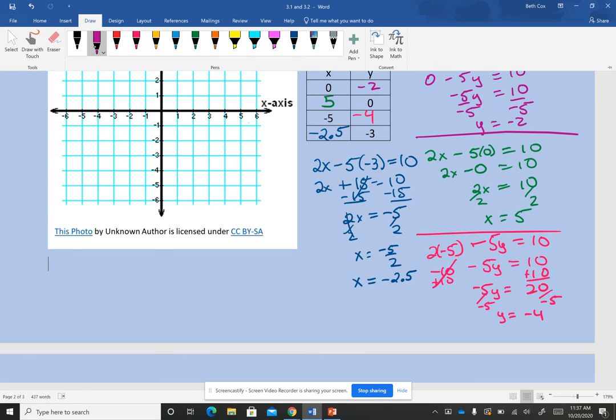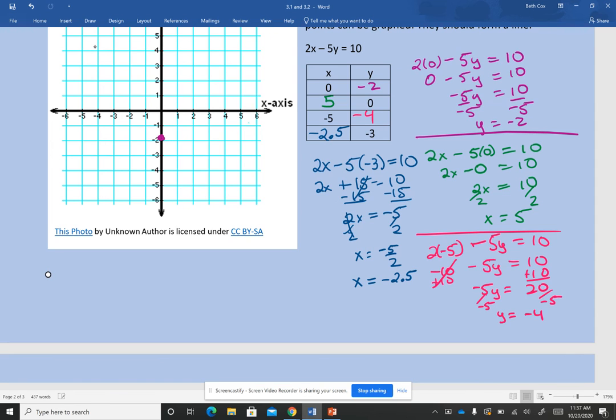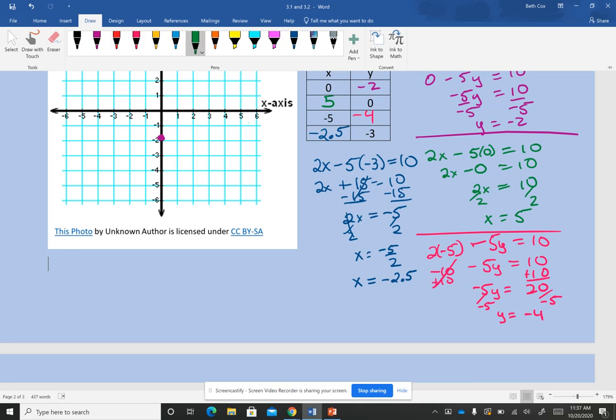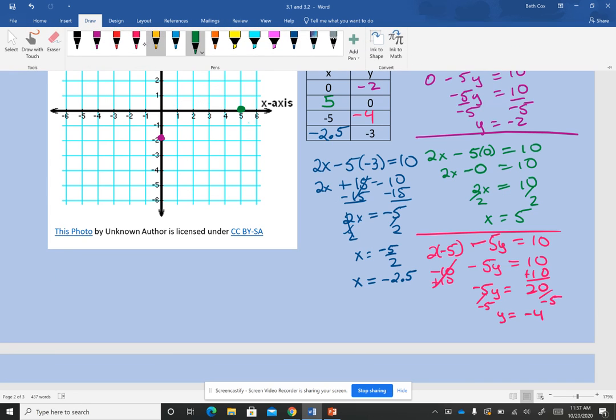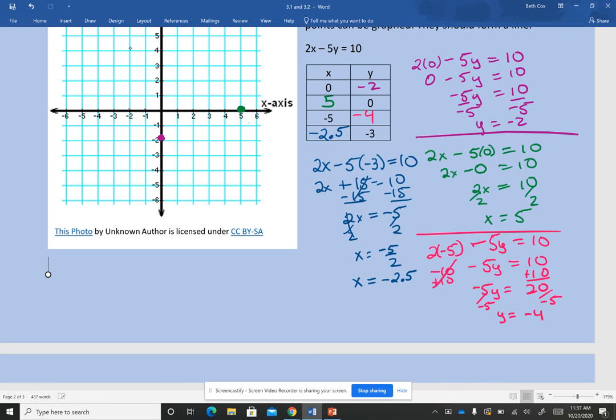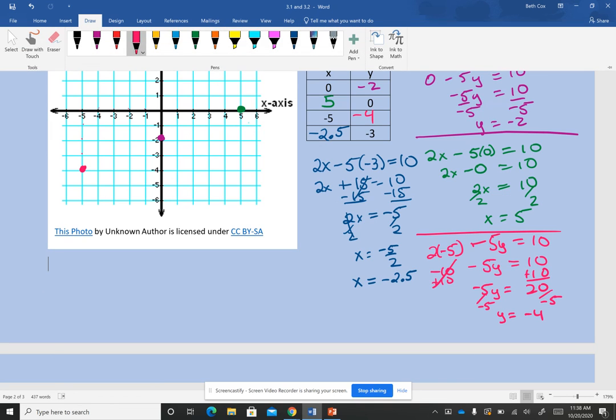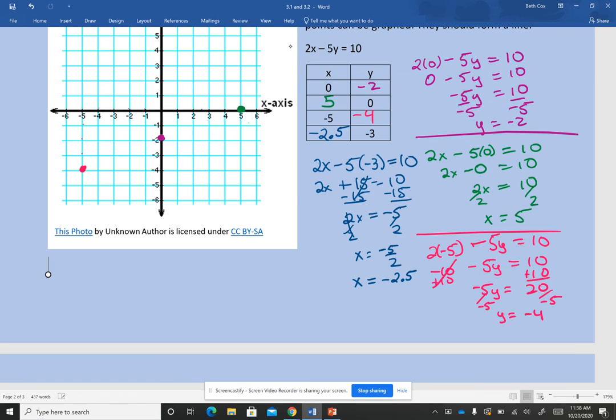So the first one is 0, negative 2, which is 0 on the x, and then go down 2. The second one is 5, 0, which is 5 this way and then go 0. 1, 2, 3, 4, 5. Okay, and then don't go anywhere. All right. Then I've got negative 5, negative 4. Negative 5, excuse me. So negative 5, negative 4. There we go. And then I've got the negative 2.5, negative 3. So negative 2.5 is here. And then down 3, 1, 2.